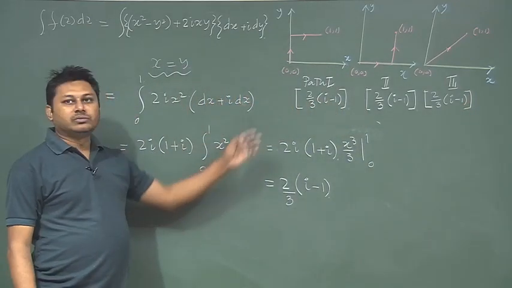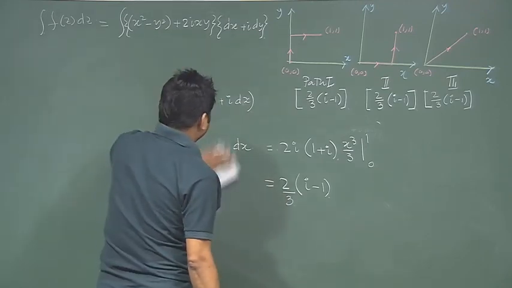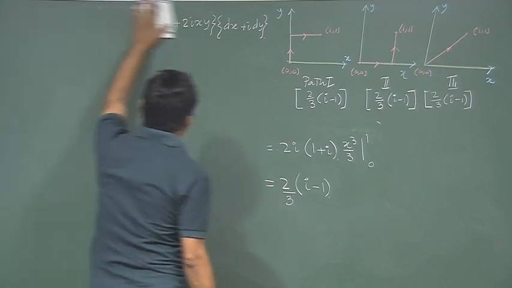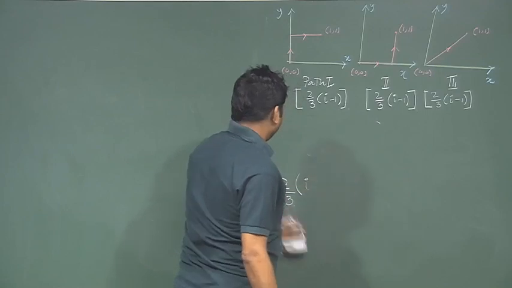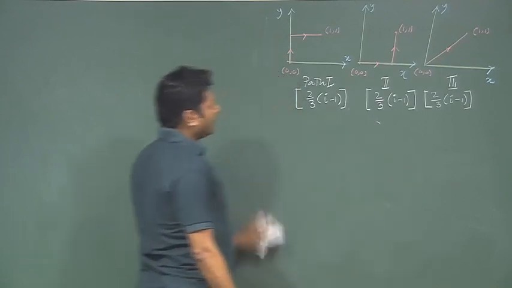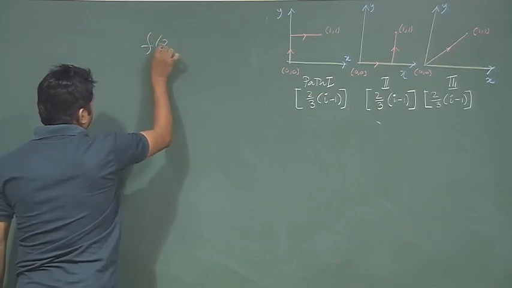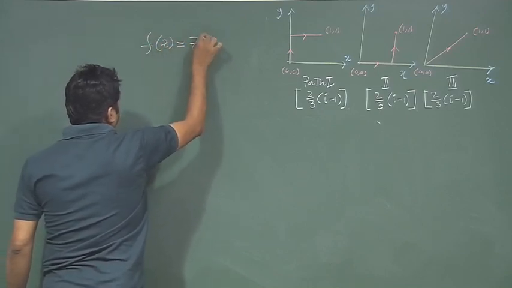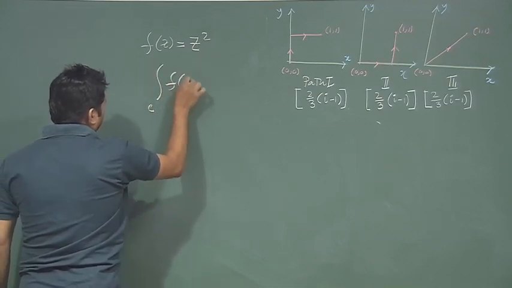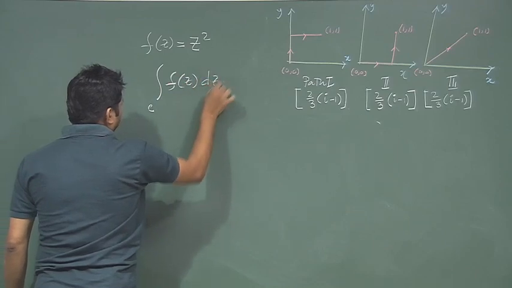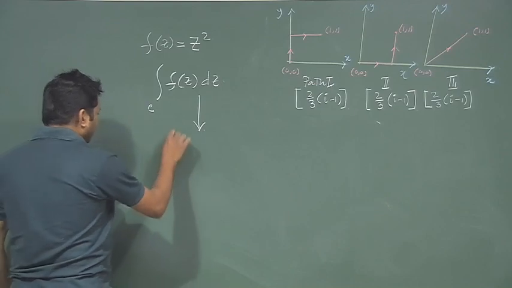I will have this value 2 by 3 I minus 1. So, here one very interesting thing, after doing all this calculation, not very lengthy, but very straightforward, I find that when the function is given like this, when I integrate this quantity, the result, whatever the result I have, is path independent.